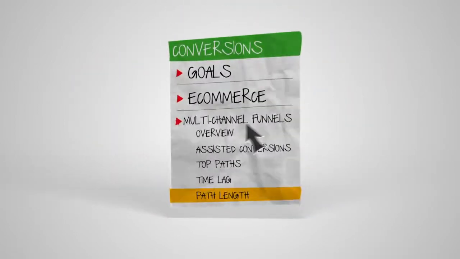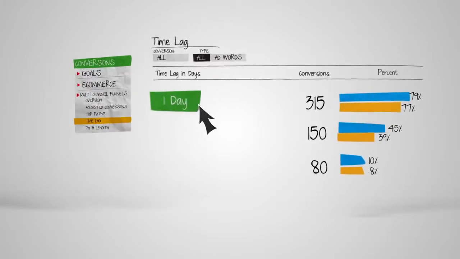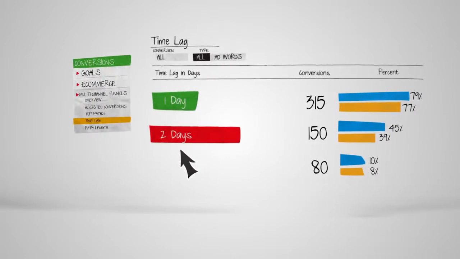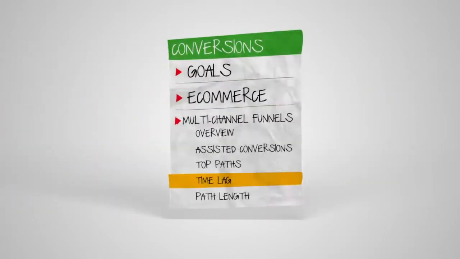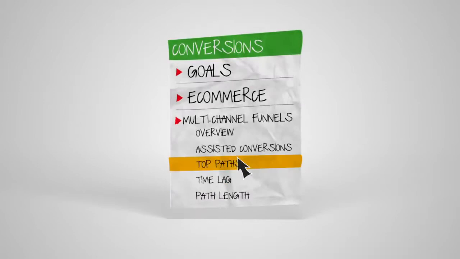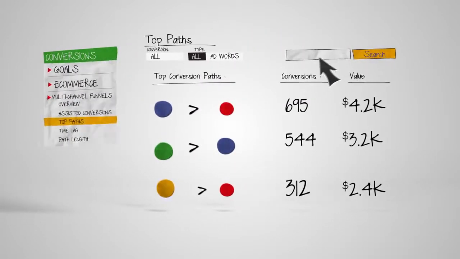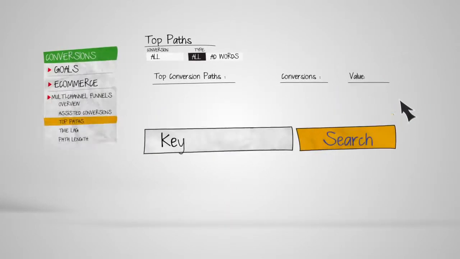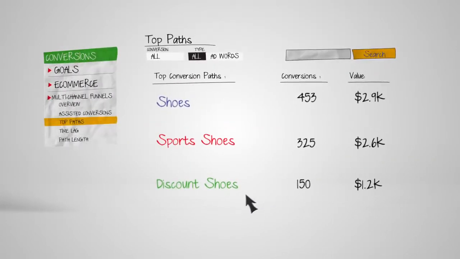Understanding customer purchasing behavior is one of the most important insights you can have. With the time lag report, you can see the amount of time customers take from the first channel interaction to conversion. Another report, called Top Paths, shows the different routes customers take before the conversion. You can view all these paths through filters like campaign or keyword to see the popular paths through your funnel and find out what's working.